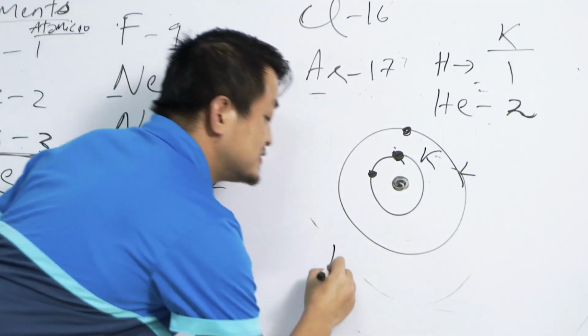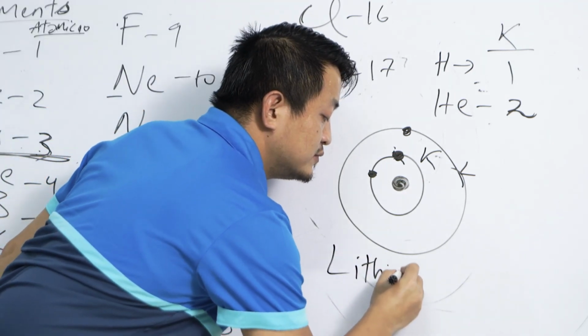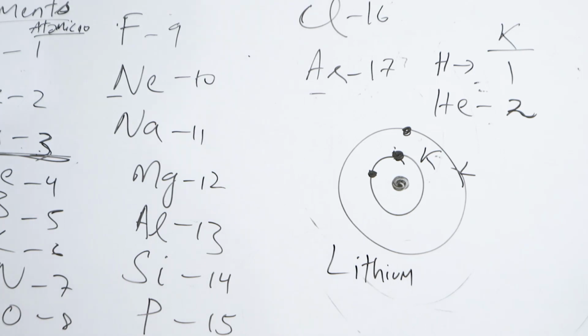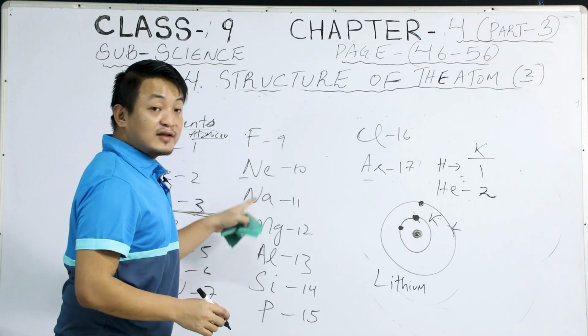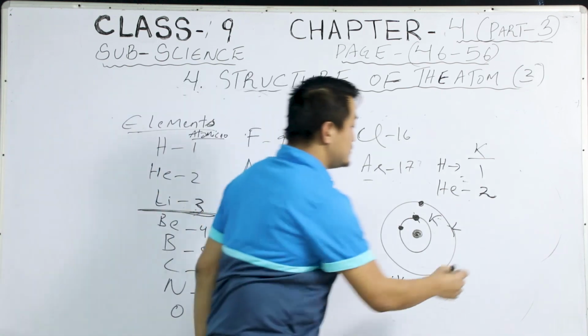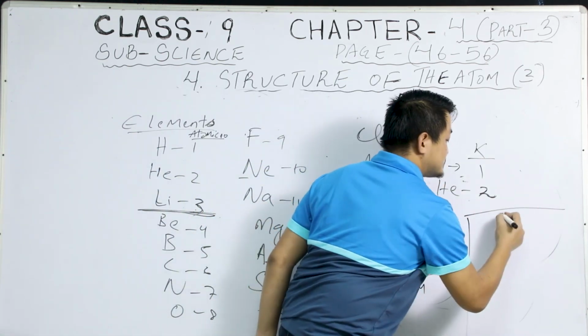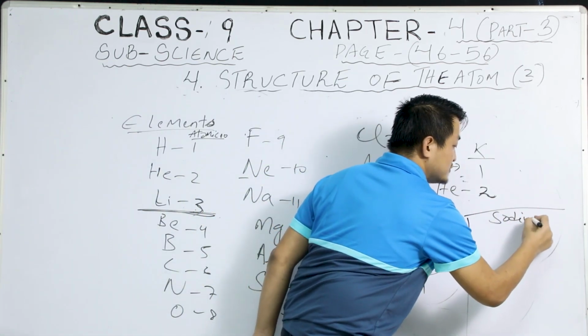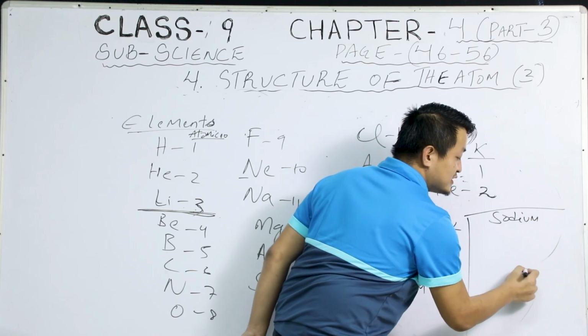So this is the structure of lithium. Now let's draw the structure of sodium. Okay, sodium. Now sodium will have 11 electrons, right? 11 electrons. So for sodium, let's draw the structure here. We'll have a nucleus here.